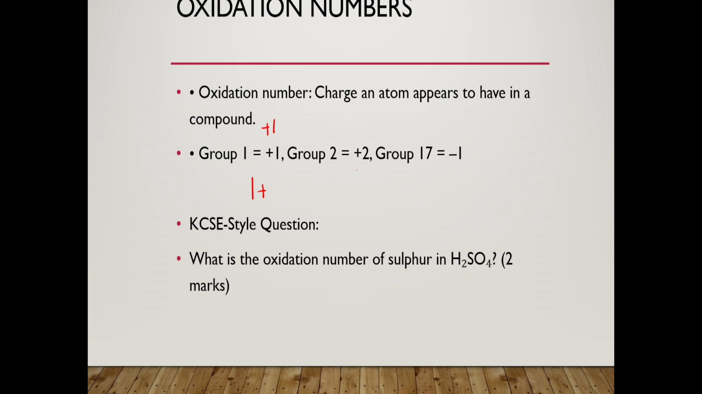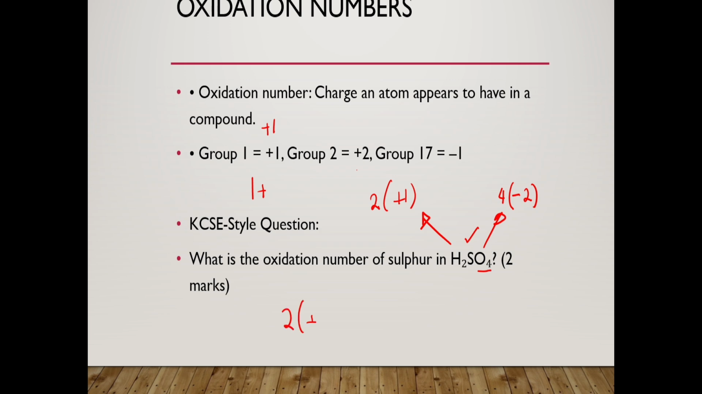So for example, we have this question: what's the oxidation number of sulfur in H2SO4? The oxidation number of hydrogen, you already know it. For one hydrogen, you have +1, because it loses an electron. Since there are 2, you multiply by 2. For oxygen, it will be -2, because it gains 2 electrons. Then multiply by 4 because there are 4 oxygens.